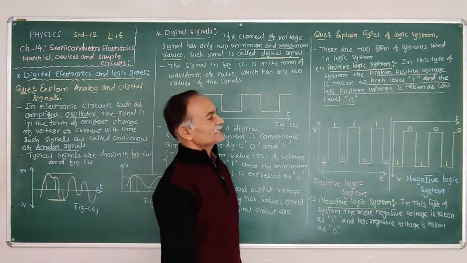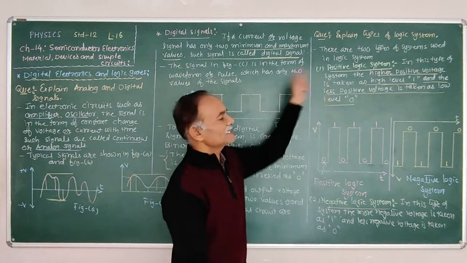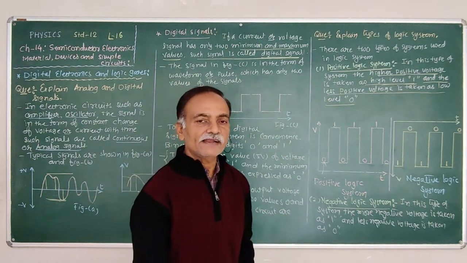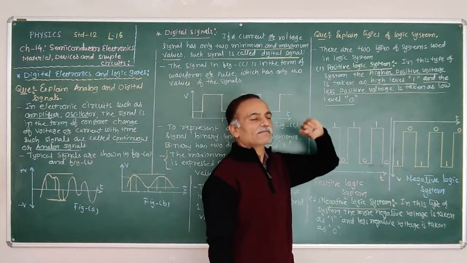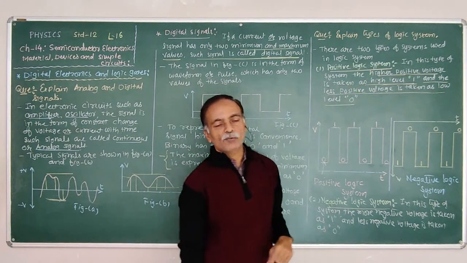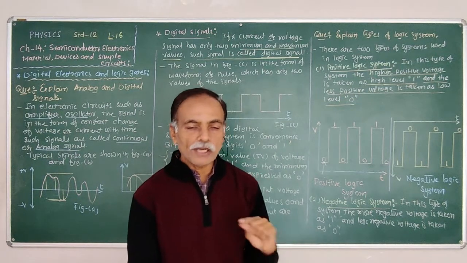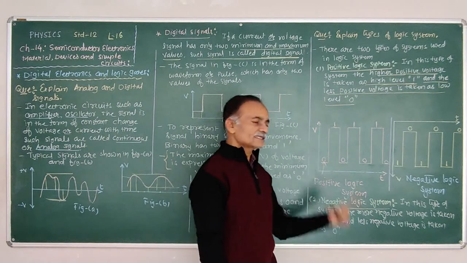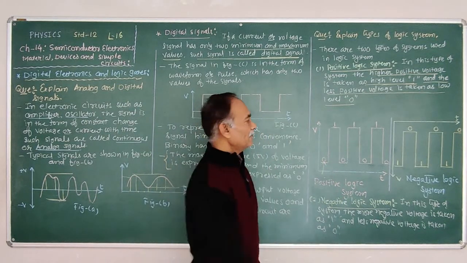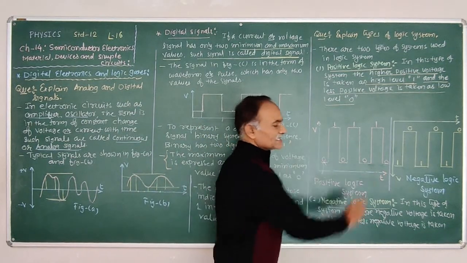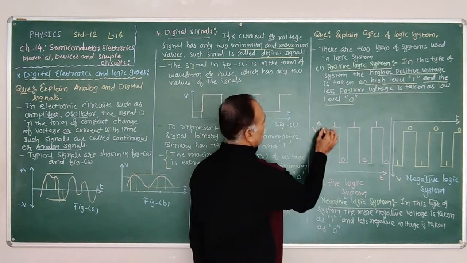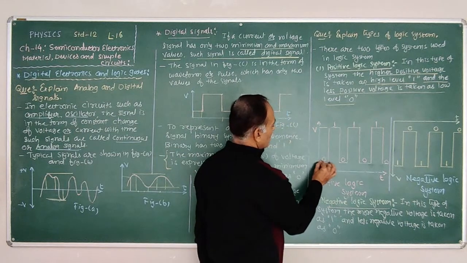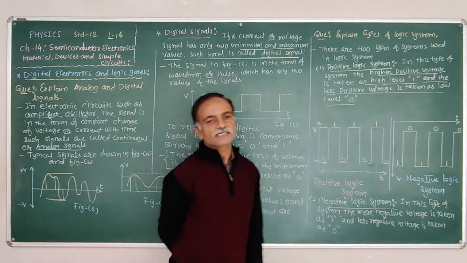Again, in the positive logic system, the higher positive voltage is taken as high level, that means the 1, and the less positive voltage is taken as low level, that means the 0. The positive logic system is shown in the figure. Here we show the voltage versus time. The maximum voltage is considered as a 1 and the minimum voltage is considered as a 0.